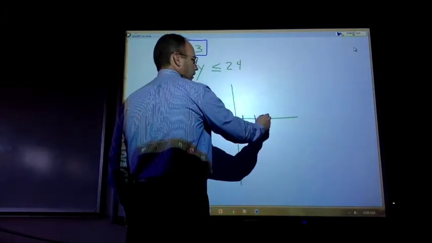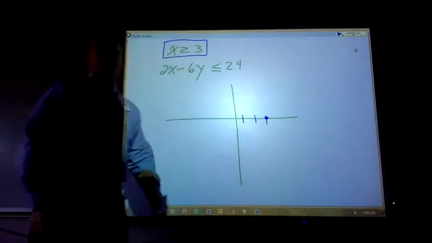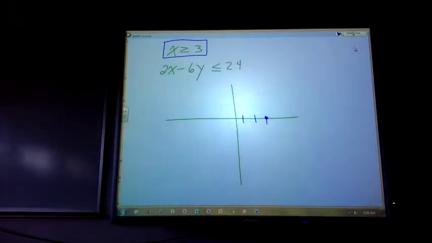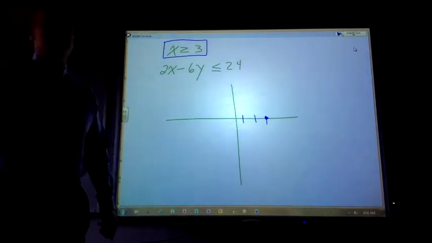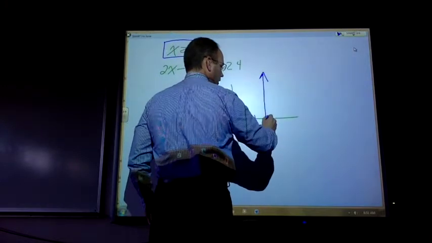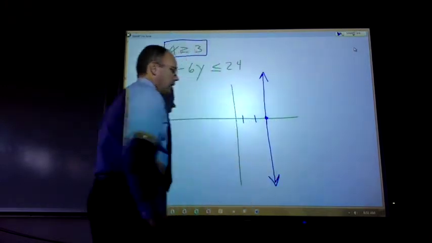Angelo, x equals 3 goes right there. So in order for that 3 to work, does it have to be a vertical line through 3 or a horizontal line? Vertical. And is it solid or dotted? Solid, because it has the line under it. So this is our first one.